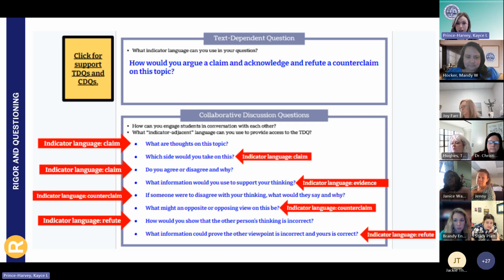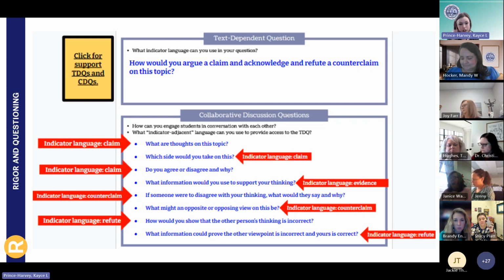But some CDQs that I might use, some collaborative discussion questions, might be, what are your thoughts on this topic? Which side would you take on this? Do you agree or disagree and why? Right? Each of those is going to help the students establish a claim, but it's not using the word claim. For evidence, what information would you use to support your thinking? For counterclaim, it might be something like, what might an opposite or opposing view on this be? And then for refute, we could use a question like, how would you show the other person's thinking is incorrect?